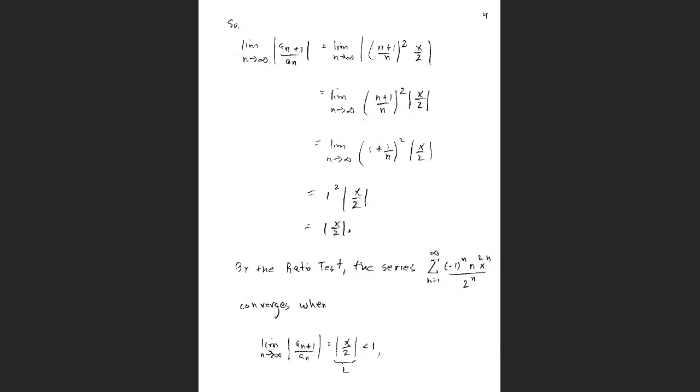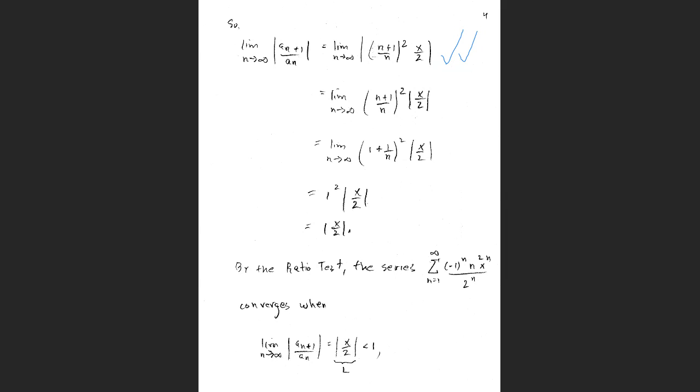So, okay. Well, then this is what we have right here. The limit of the absolute value of the ratio of the terms of this series. I'm going to be careful. The limit of the absolute value of the ratio of the n plus first term of the series divided by the previous nth term of the series as n goes to infinity would equal the limit as n goes to infinity of the absolute value of the quantity n plus 1 over n squared times x over 2.